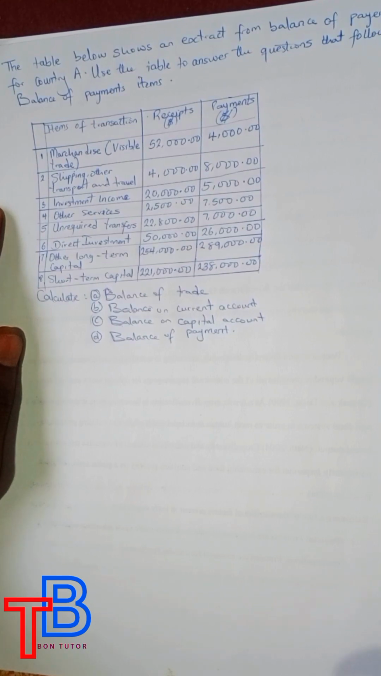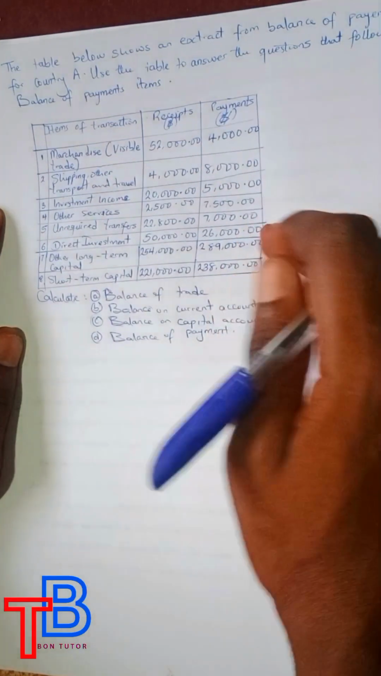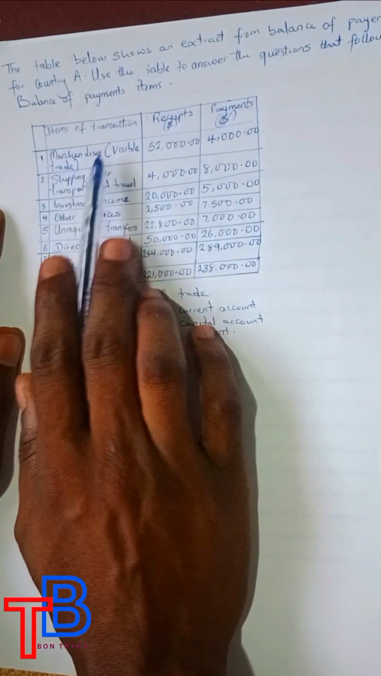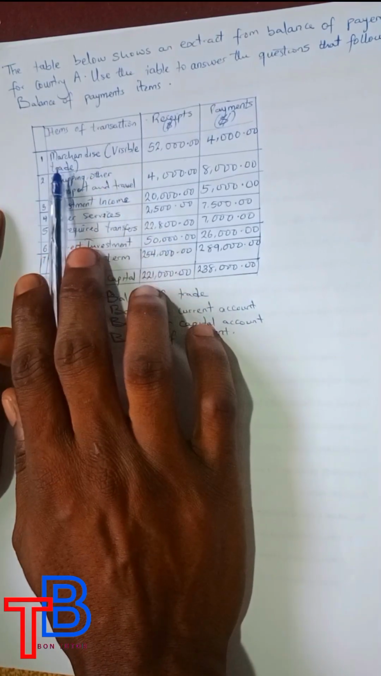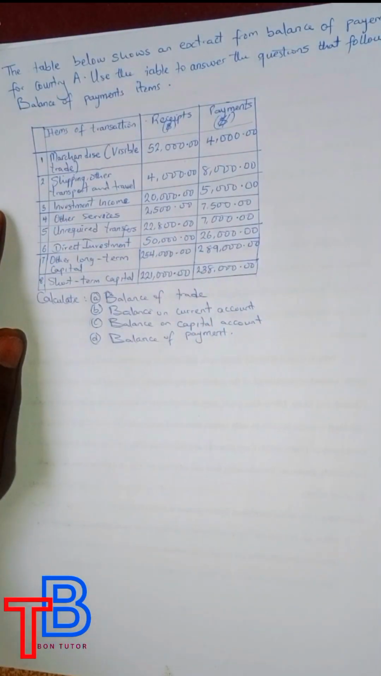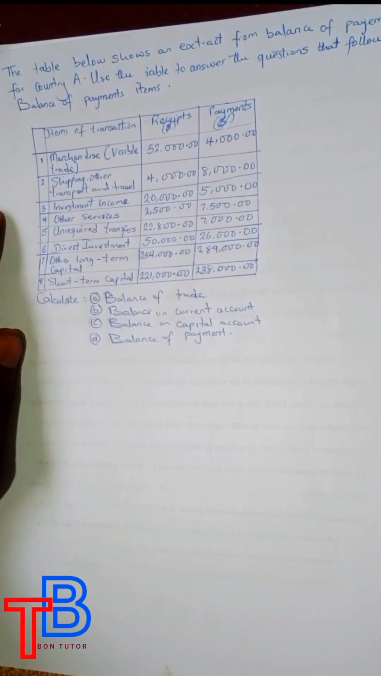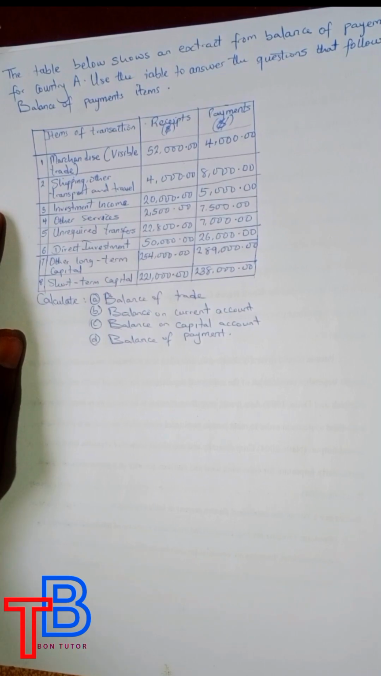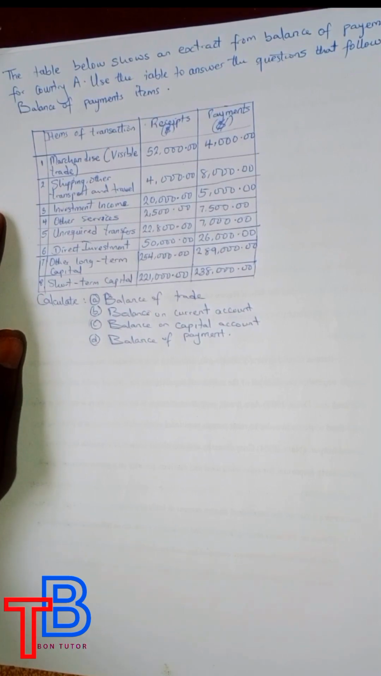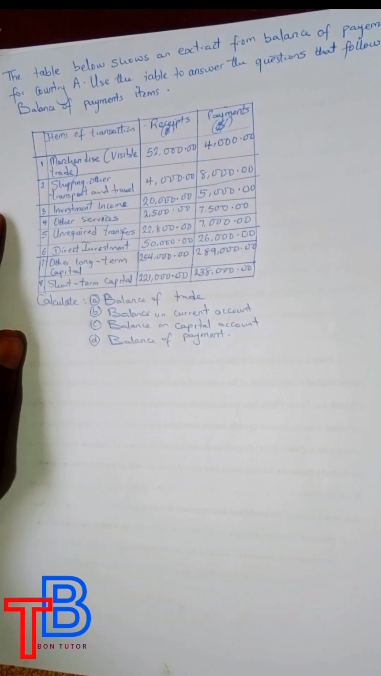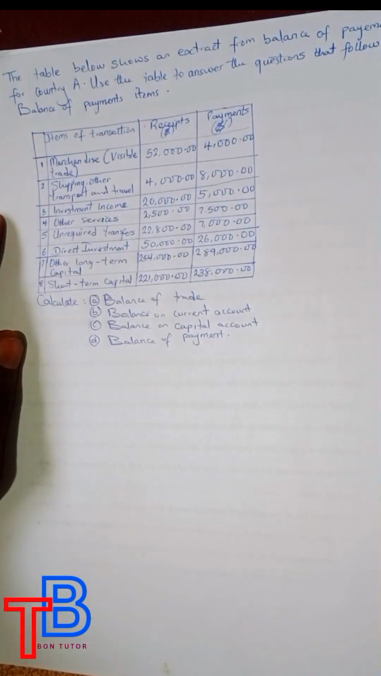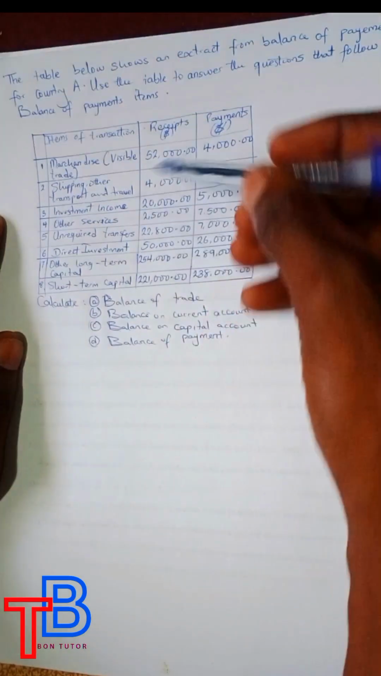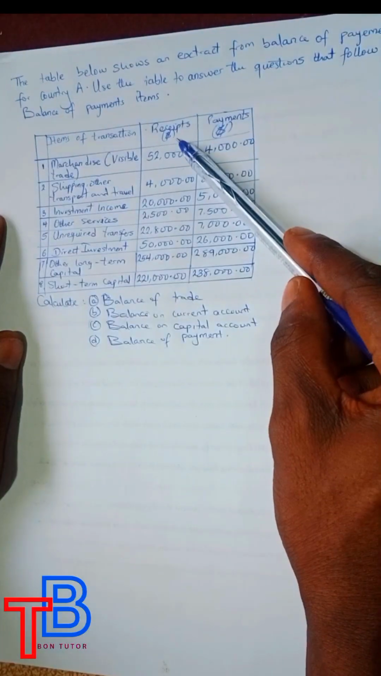So they said we should use the table to answer the questions that follow, and the table is below. If you check, the first thing you have on this table is the merchandise, and in front they said is the visible goods. The second thing is the shipping, other transport and travel like that. You have investment income, you have other services and unrequited transfers and the likes. So when you're talking about balance of trade, I said it is the difference between the export of visible goods and the import of visible goods.